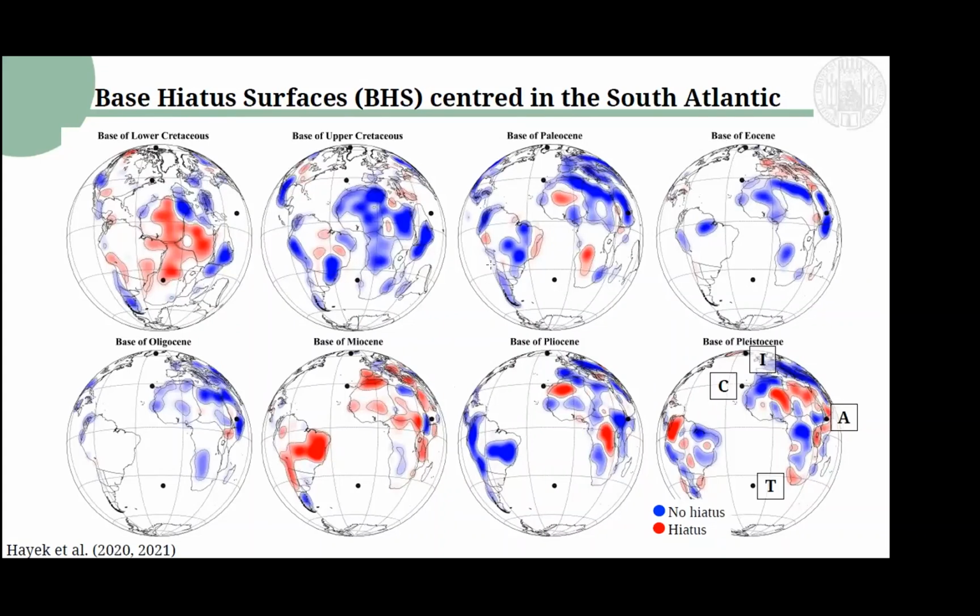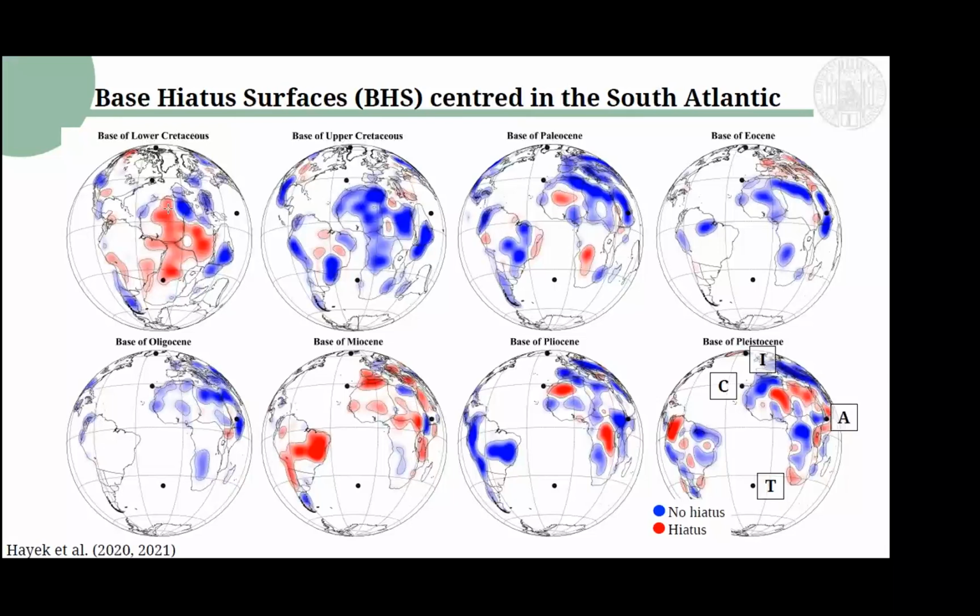Blue represents no hiatus, and it means that the previous layer is there. So for example, if we take the base of the Lower Cretaceous, blue is showing where the Upper Cretaceous is. Red represents a hiatus, and it means that the previous layer is not there. Taking again the base of the Lower Cretaceous, red is representing where there is no Upper Jurassic.